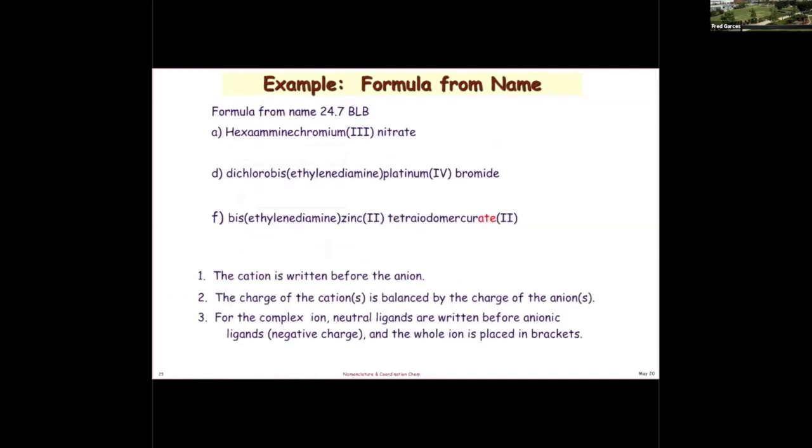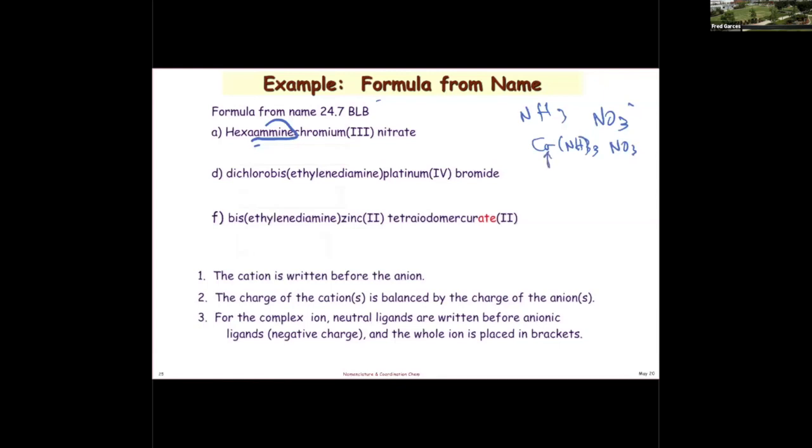Let's take a look at the formulas from the name. Remember, when you write the formula, it has to be neutral before anionic. So here we have an amine, that would be NH3, and hexamine, and then nitrates NO3. So the formula would be chromium, Cr, that's a +3. There's 6 ammonia, NH3, okay? And then there's going to be a nitrate, NO3.